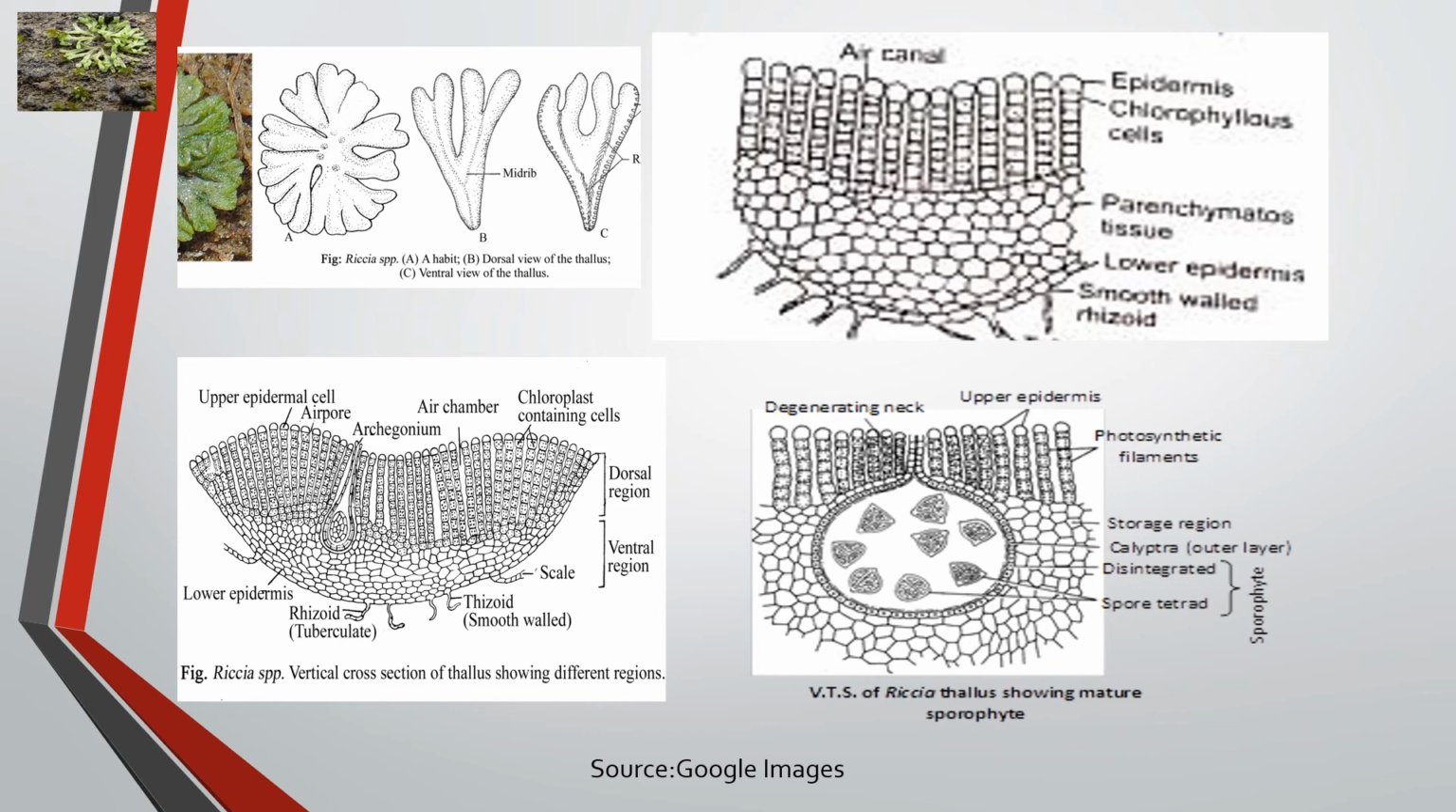When the spores are mature, many spores are formed inside the sporophyte. The calyptra ruptures and the spores are liberated out. They fall onto the substratum, the moist soil, germinate and give rise to the gametophyte.